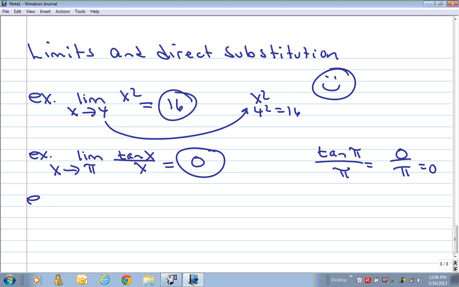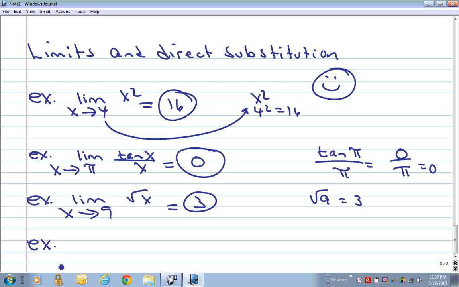All right, 2 more examples. Here's the next one. Our limit of the square root of x as x approaches 9. Again, we would come off to the side and say the square root of, and we're going to plug in 9 for our x, which would be 3, and our limit would be 3. That one's pretty easy.